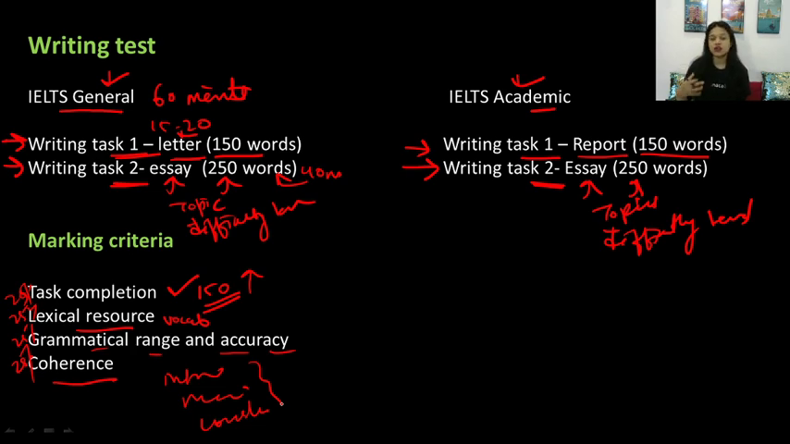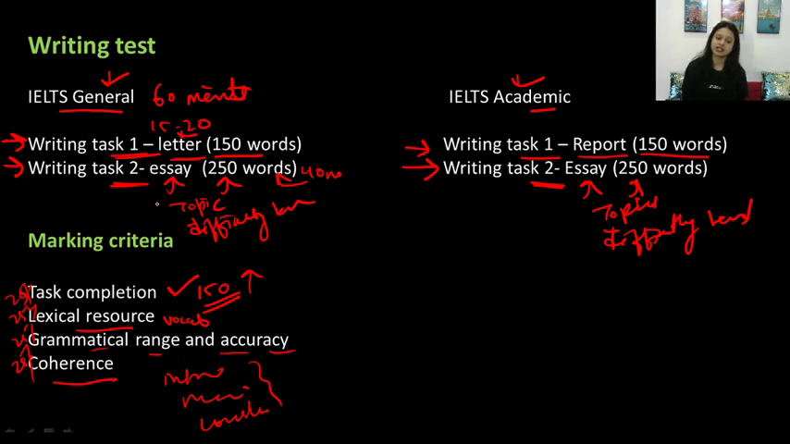It should not be like this: the conclusion is coming in the beginning, the introduction is coming in the end, and in the middle you're talking about food, then you're talking about shopping, then you're suddenly talking about houses. Everything should be in a different paragraph to make it clear. So that is coherence here.